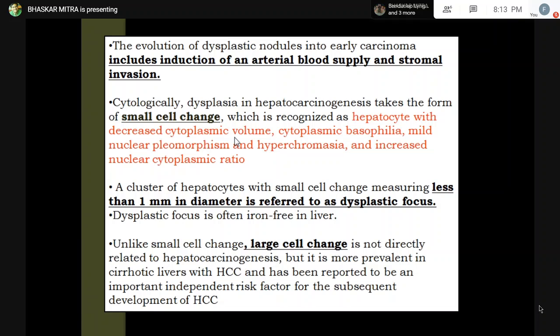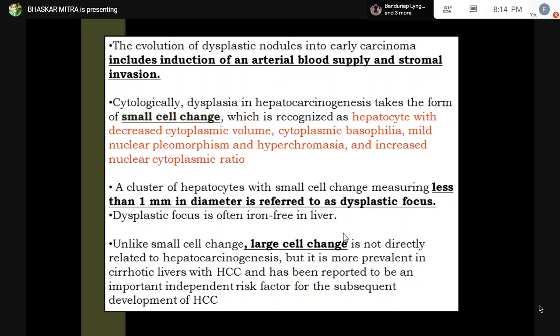In the small cell changes, the hepatocytes have a decreased cytoplasmic volume. They show increased cytoplasmic basophilia, nuclear pleomorphism, hyperchromasia, and high NC ratio. So cell size is a bit decreased, but the nuclear chromasia and the NC ratios become more increased. The cells are more towards the malignant cellular architecture. Now in the large cell changes, these things are less. Now if these dysplastic nodules are less than 1 millimeter, we call it a dysplastic focus.